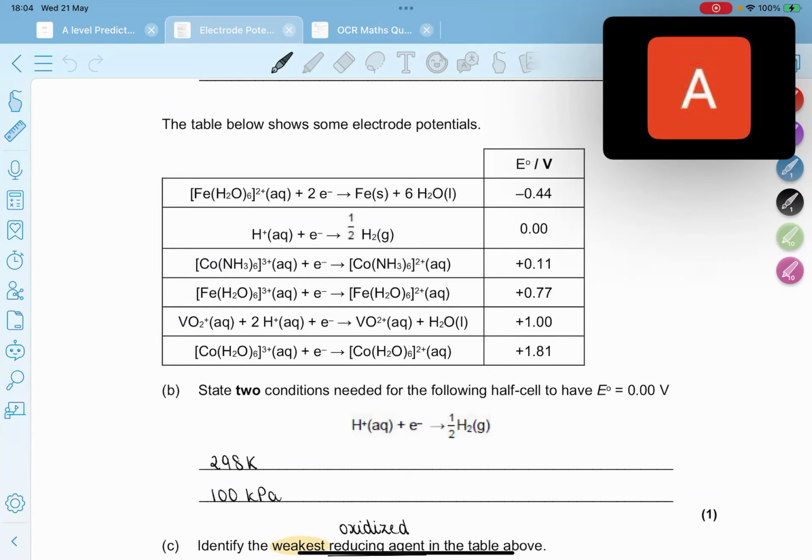Which is the weakest reducing agent? Wonderfully, she has done it. Whenever we have reducing agent, oxidizing agent, just convert it to simpler terms. See, she has converted it: which is the weakest oxidized? The species which is weakest oxidized will have an inclination to get reduced.